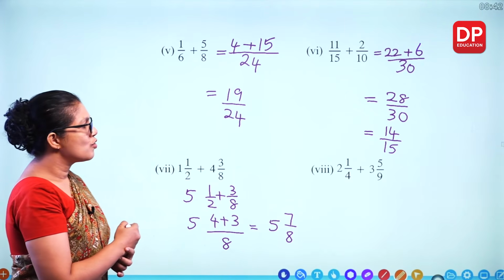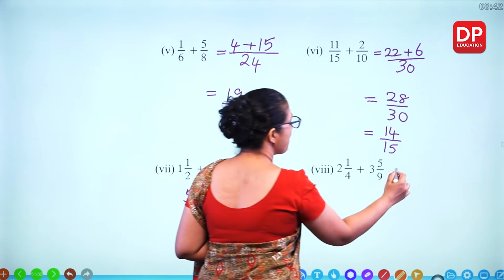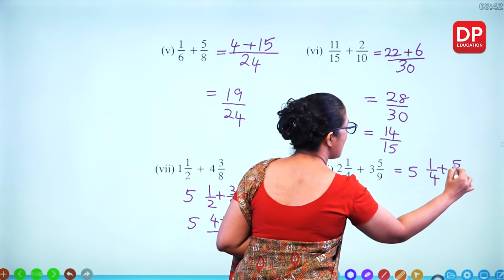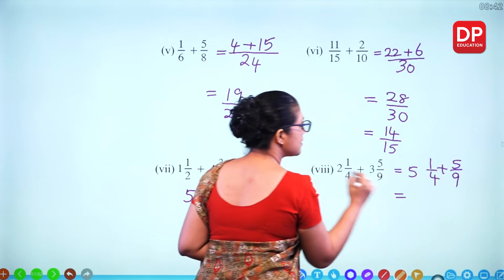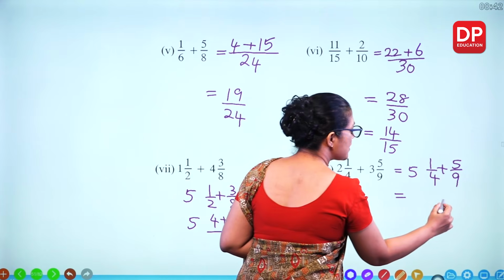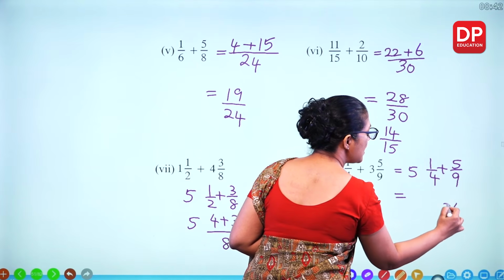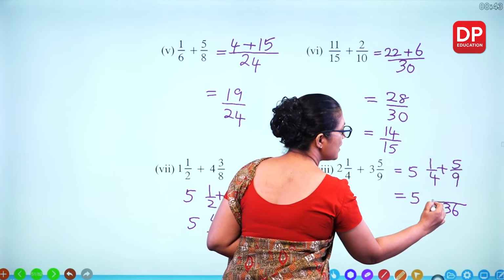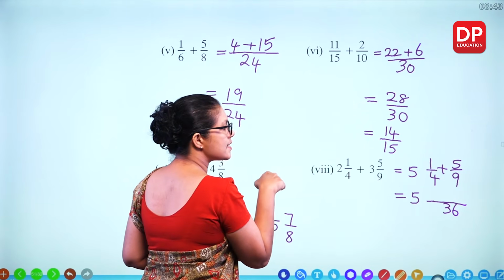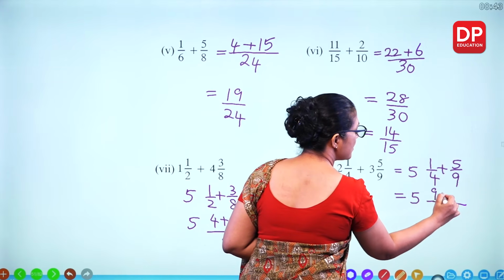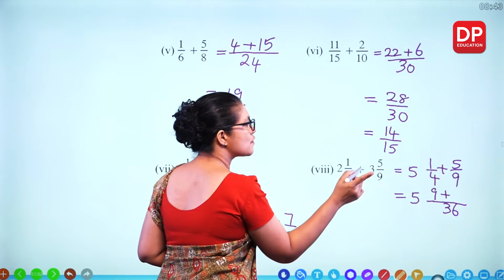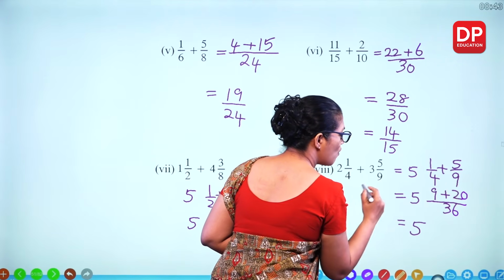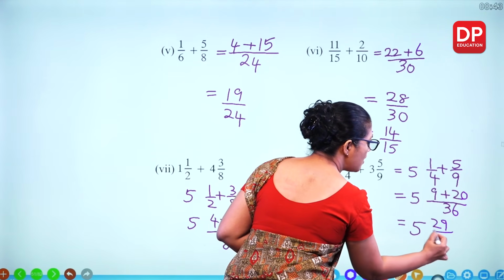This one, 2 plus 3, 5. Now add 1/4 and 5 over 9. 9 and 4, what's the common denominator? 36. So 9 times 4, 36. So 9 times 1, 9. 4 times 9, 36. 4 times 5, 20. So what's the answer? 5 whole parts, 29 over 36.